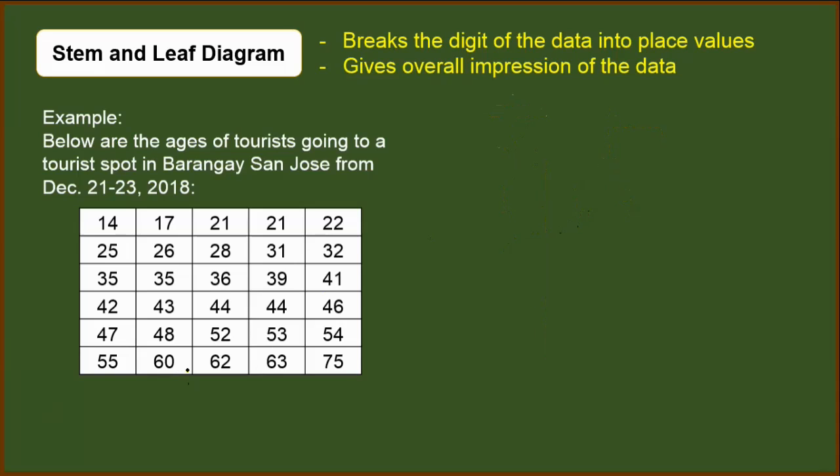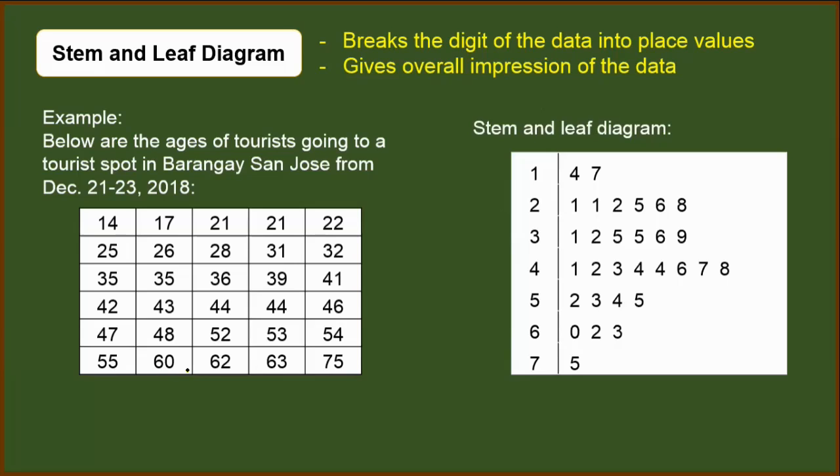Doing that, we will arrive at this stem and leaf diagram. As I've mentioned a while ago, 14 and 17 will share the first row because both of them have the same tens digit, which is 1. Next, for 21 until 28, all of them will be written on the second row because all of them have the same tens digit, which is 2. They will be written like this.